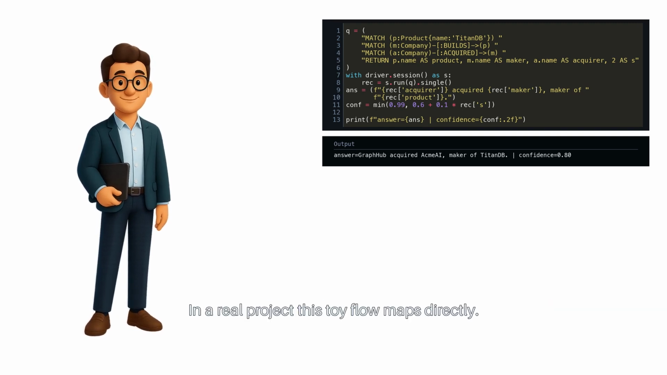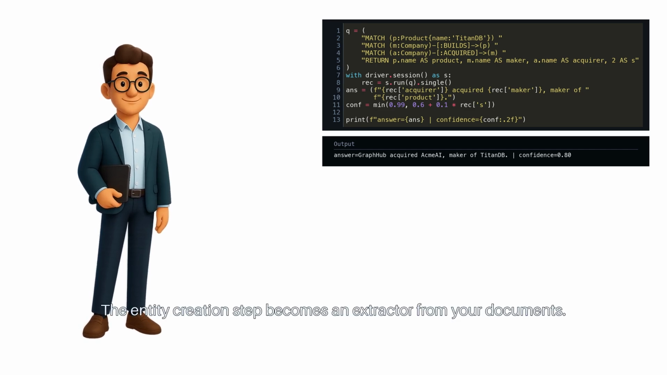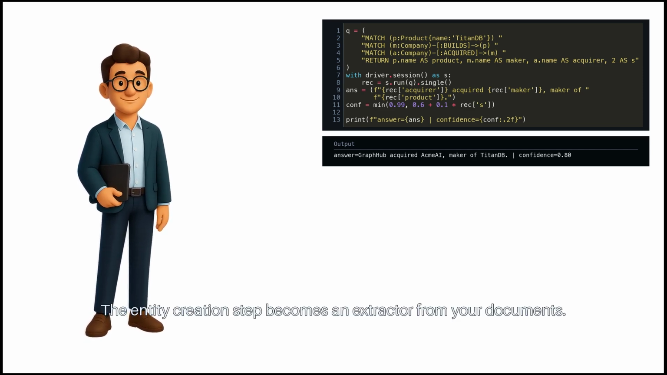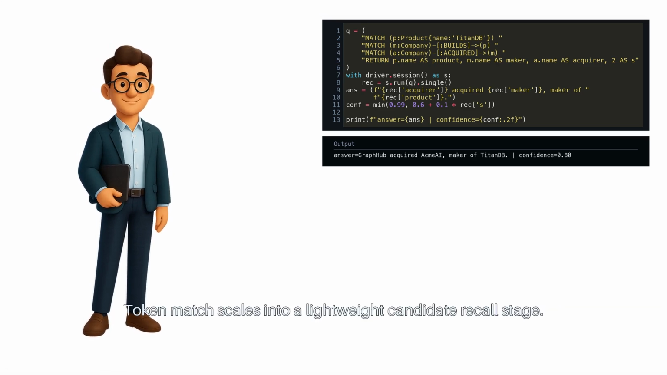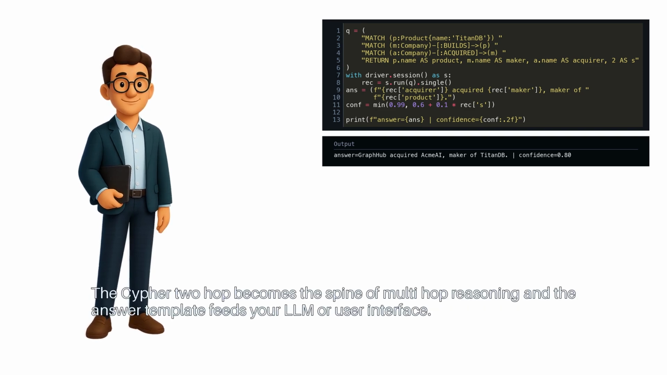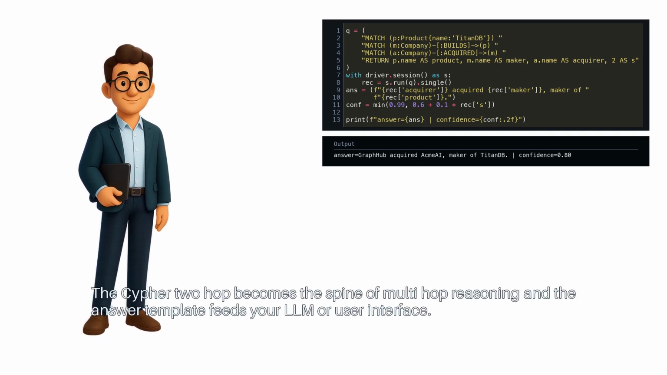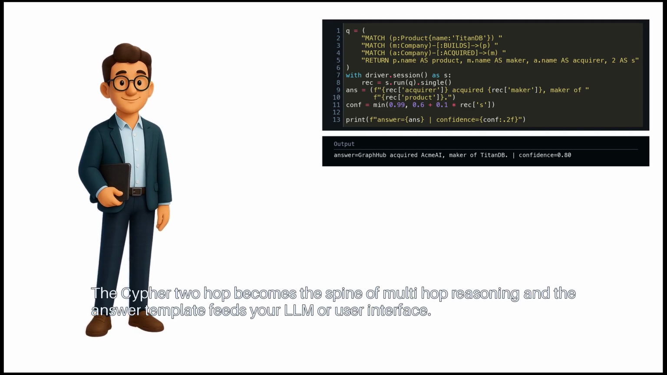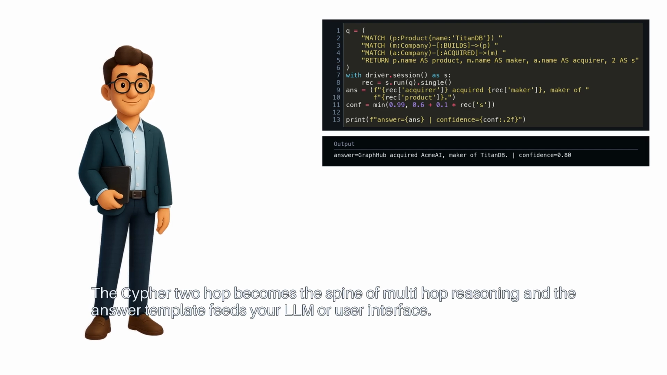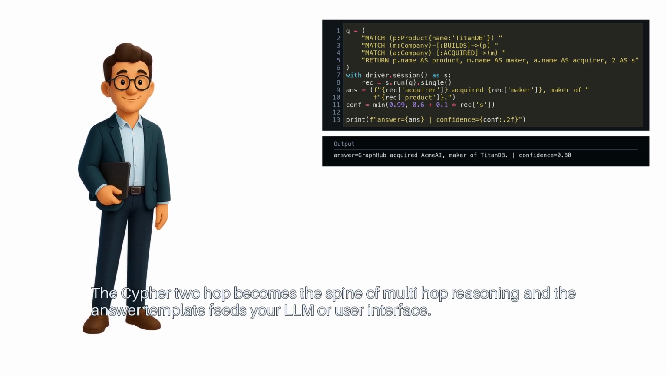In a real project, this toy flow maps directly. The entity creation step becomes an extractor from your documents. Token match scales into a lightweight candidate recall stage. The Cypher 2-hop becomes the spine of multi-hop reasoning, and the answer template feeds your LLM or user interface.